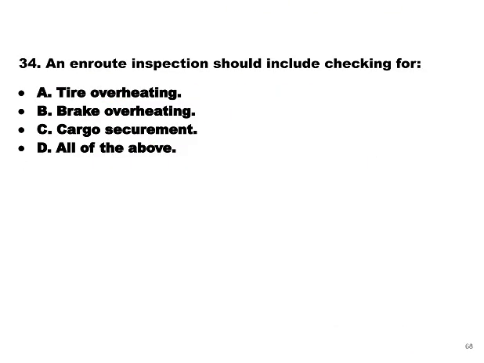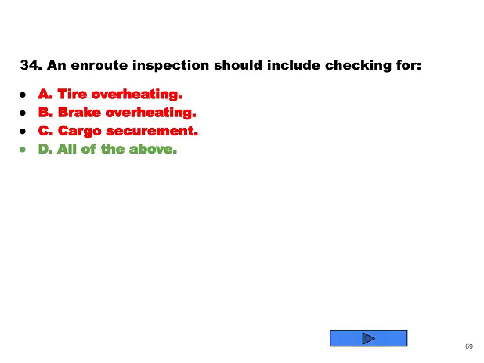An en route inspection should include checking for the following: A. Tire overheating. B. Brake overheating. C. Cargo securement. Or D. All of the above. The answer is D. All of the above.